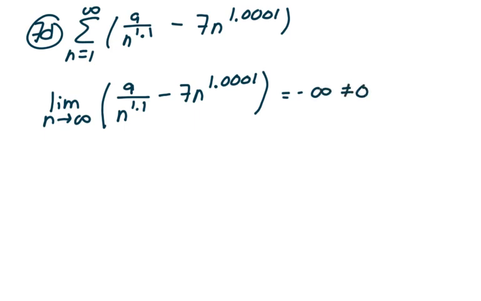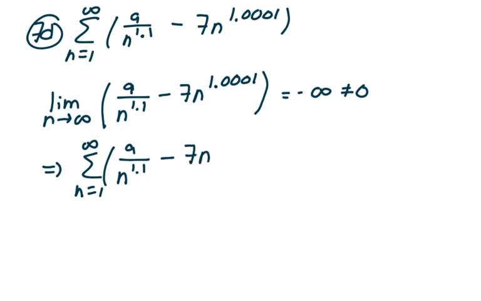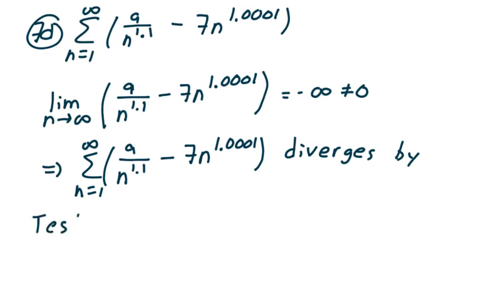And so what that tells me is that the summation from n equal 1 to infinity of 9 over n to the 1.1 minus 7 n to the 1.0001 diverges by the test for divergence.